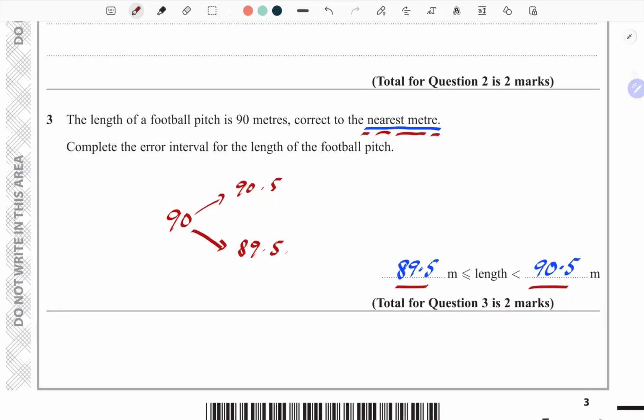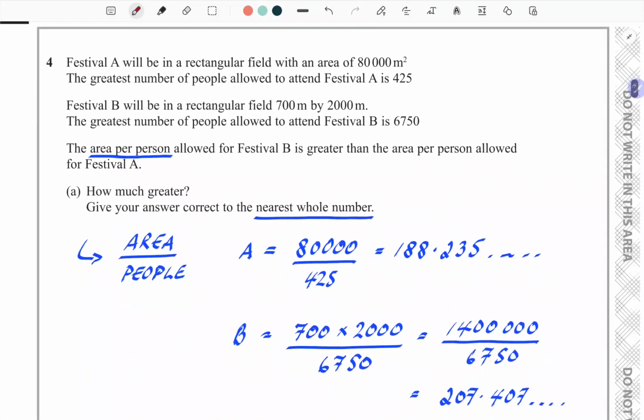All right? Fairly simple. Number 4. Festival A will be in a rectangular field with an area of 80,000 square meters. All right, so there's information there. And the maximum number of people allowed will be 425. All right. Similar data for Festival B, except this time they give you the measurements of the field, all right, and give you the number as well. So what they're asking for is the area per person, all right? That one there, area per person for each one of those, and to compare.